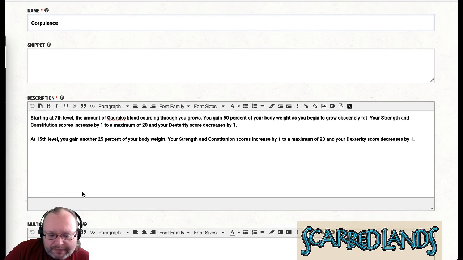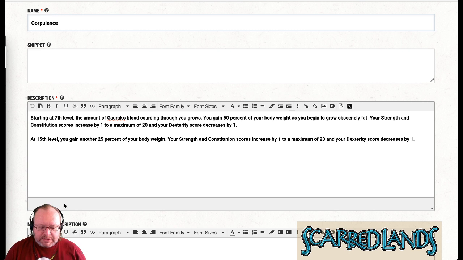Let's see, Corpulence is one of my favorites. It's more than a stat boost, comes with a flavor that sets it apart. Feels like a turning point for the subclass. It physically transforms the person in a way that immediately feels visually iconic.